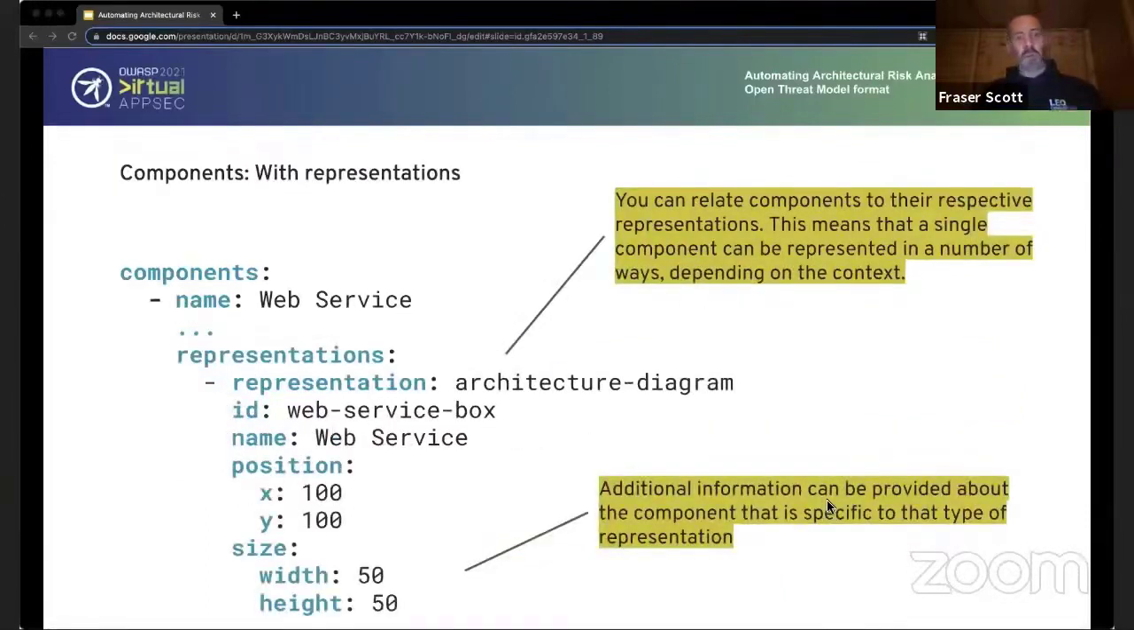Now, components can also have representations to say this component is associated with this representation of the system. So there's the identifier of that particular representation, like the one we saw earlier, the architecture diagram. And then we provide that additional context. So in a diagram representation, this component should have X and Y positions, or width and height, for example.